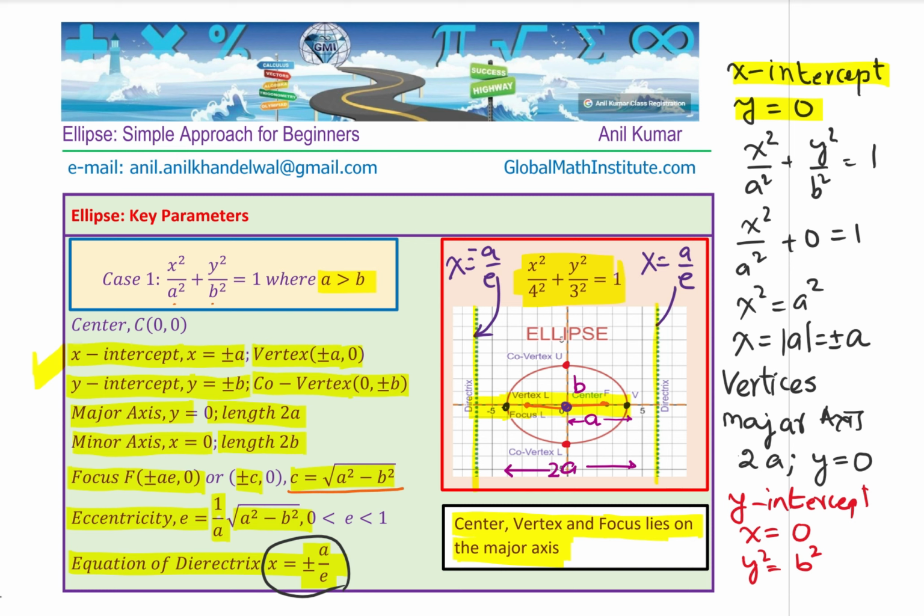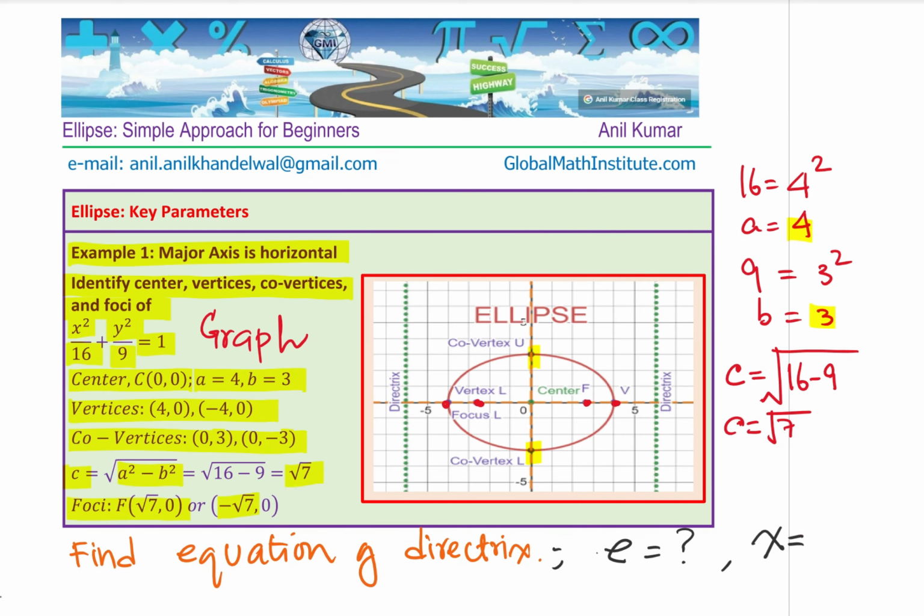E is given as, this is C, right? C over A. So E is C over A. So let me write down here. E is equal to C over A, and the value of x is plus or minus. There are two of them, correct? And E is always less than 1. Remember this, E is always less than 1. So this is A over E. So that gives you the equation of the directrix.